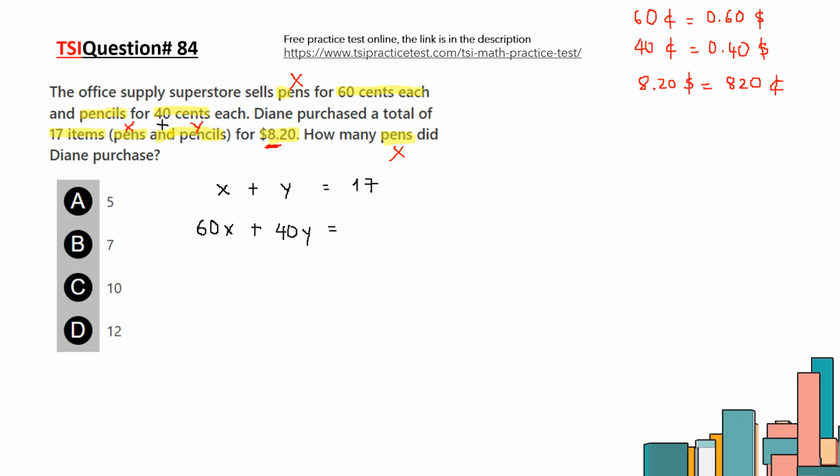That equals 820, because we have to convert it into cents. I don't want to work with decimals. If you do want to work with decimals, go ahead and use 8.20, but instead of 60x you have to use 0.6x and 0.4y. Okay, so this is our system of equations. Now I will simplify the second equation. This is my first equation, and this is my second equation.